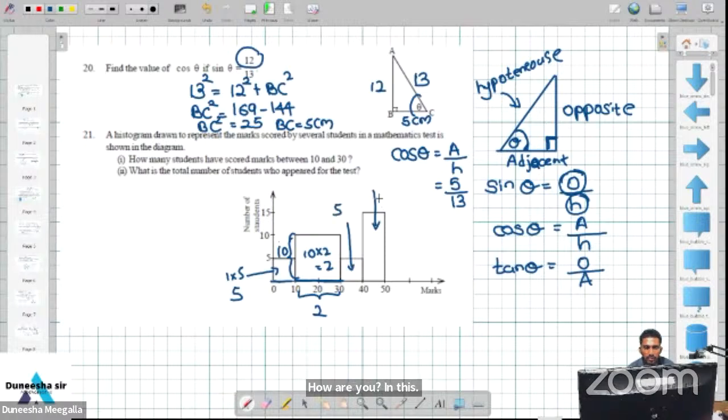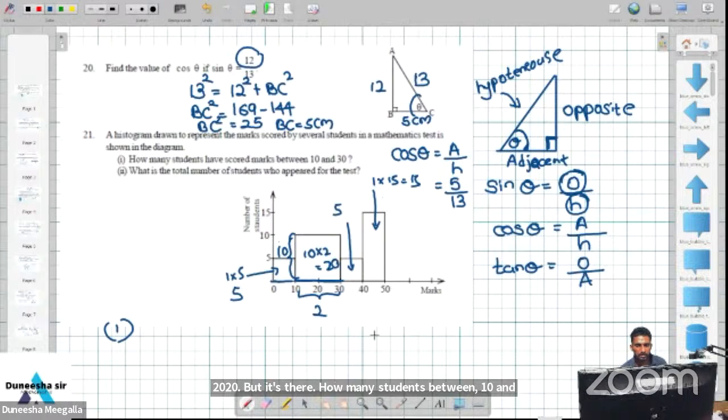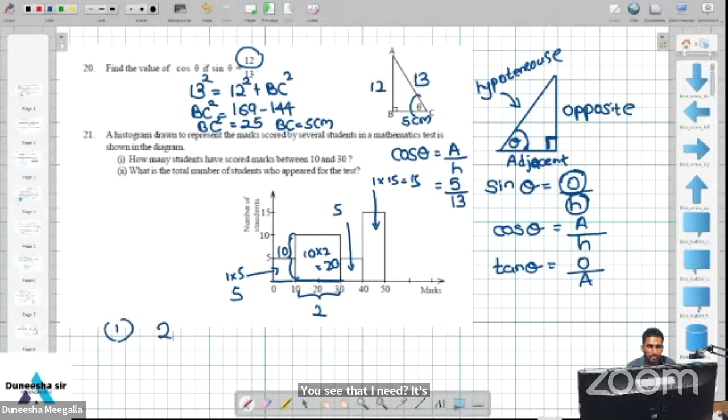What is this? 1 multiplied by 15. It's 15. 20, 20. What is this? How many students between 10 and 30? Here, 10 and 30. Satish, here, 10 and 30 එක. 20 දෙනයි නේද? It's 20.